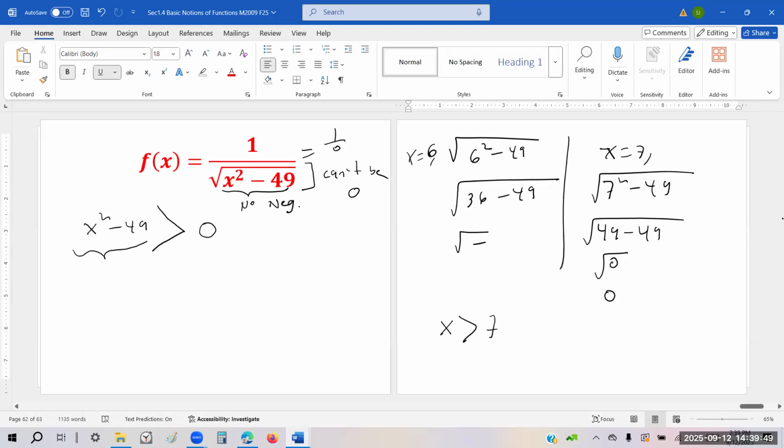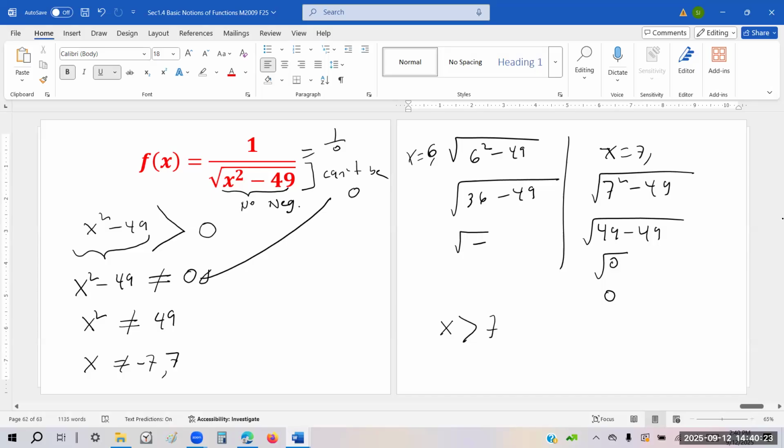So let's solve this using an equal sign. x squared minus 49 definitely cannot be 0 because it's in the denominator. The denominator is telling us it cannot be 0. That means x squared definitely cannot be 49, right? So what number when you square it turns into 49? 7. Only 7? Negative 7 also. So it definitely cannot be 7 or negative 7.